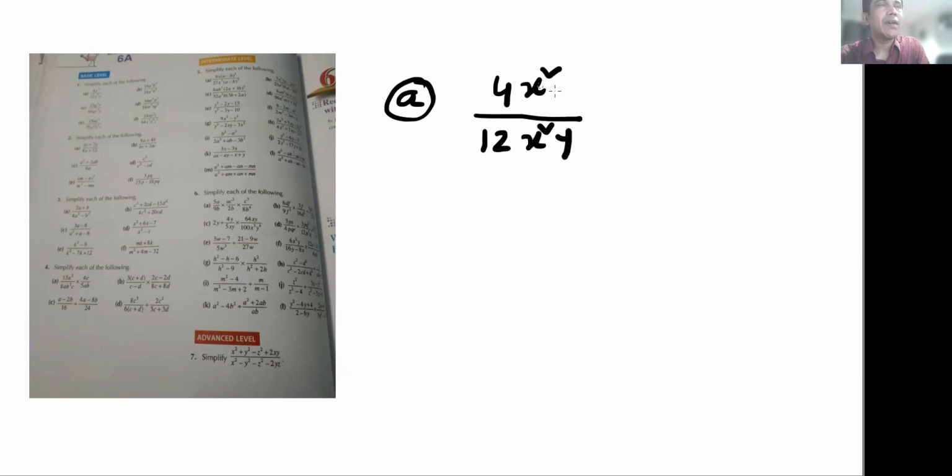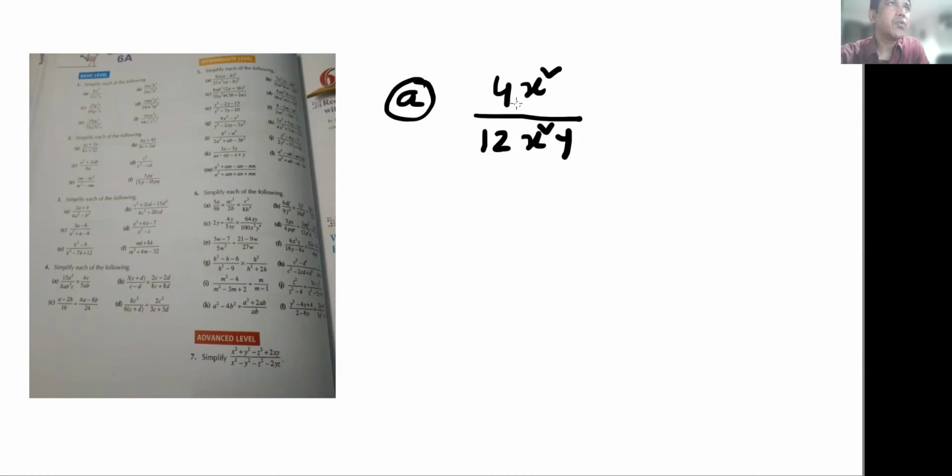Let's say a, what it's saying, 4x square divided by 12x square y. Open your book. তো এটা প্রত্যেকটা যে এলিমেন্ট গুলো আছে, every element will check separately. First we will consider coefficient. What is coefficient? The constant part, that means numeric part.